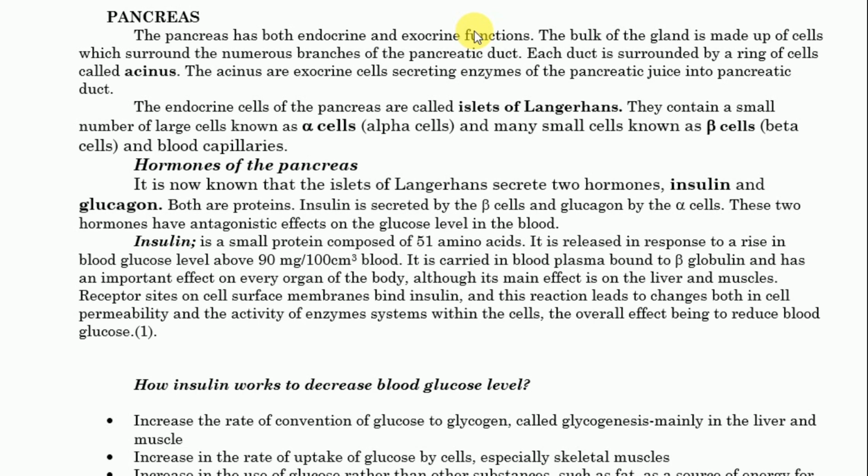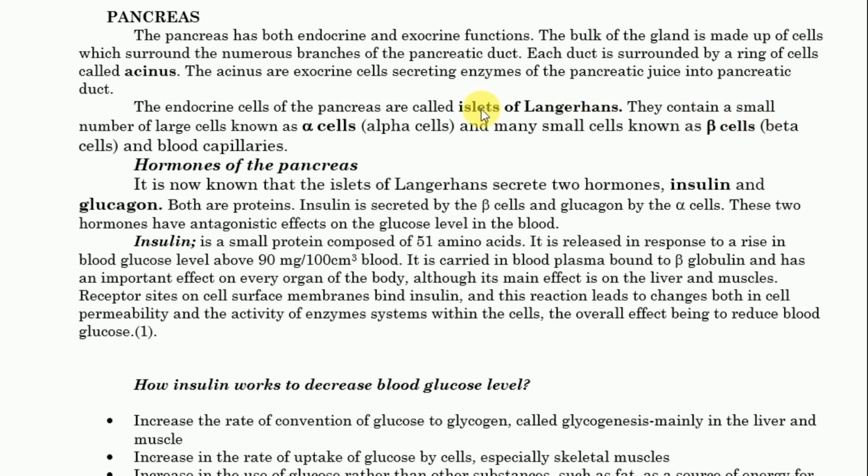Now what we are saying ni kwamba the bulk of the gland is made up of cells which surround the numerous branches of the pancreatic duct. Each duct is surrounded by a ring of cells called the acini. The acini are exocrine cells secreting the enzymes of the pancreatic juice into the pancreatic duct. Hizo tunaziacha, hatuna haja nazo sana. Tunahitaji endocrine cells. The endocrine cells of the pancreas are called the islets of Langerhans.